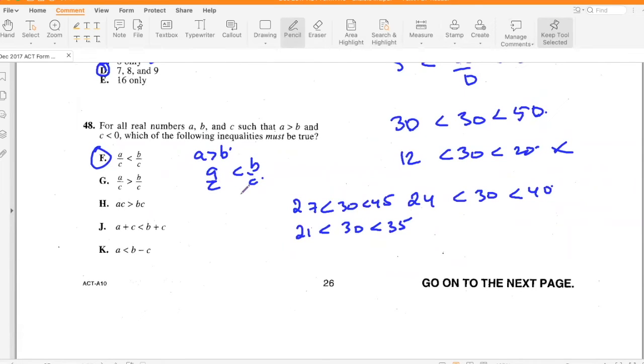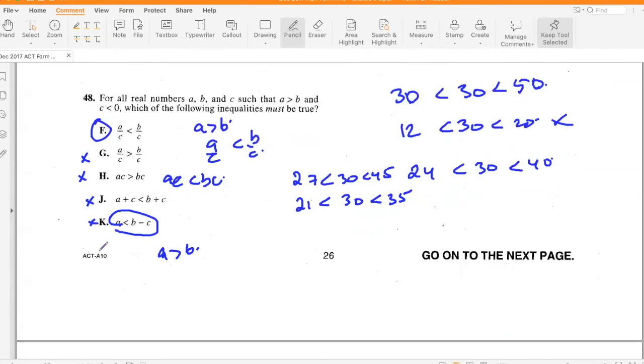Let's check the other ones. A by C is not greater than B by C. AC will be less than BC because C is negative. A plus C would be greater than B plus C because if I'm adding a negative number, the inequality won't change. And A is greater than B. So if I subtract, no, I can't say anything about this because I'm only subtracting it on one side. So I can't say, so it's F.